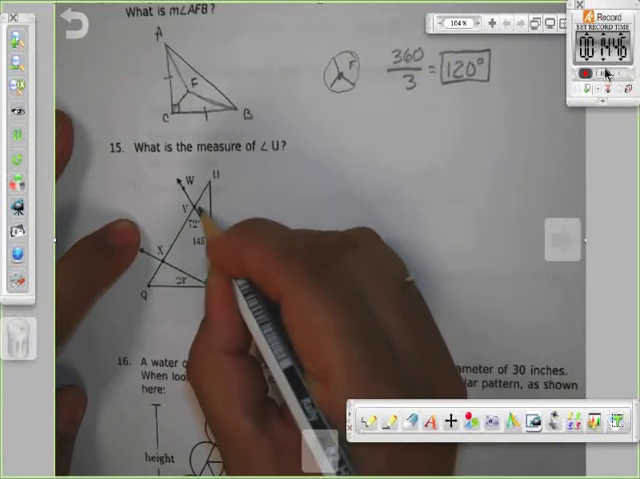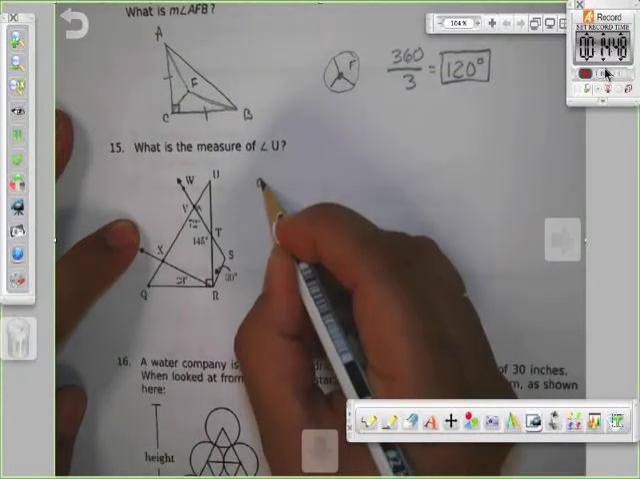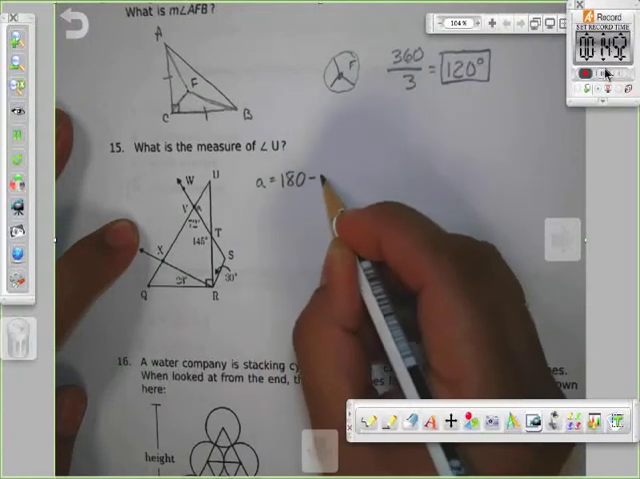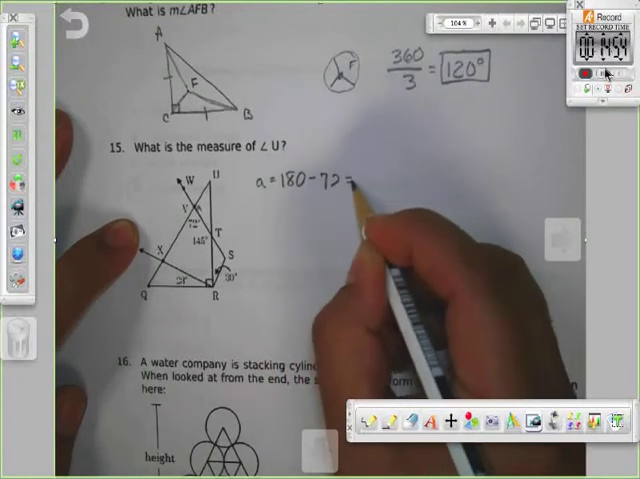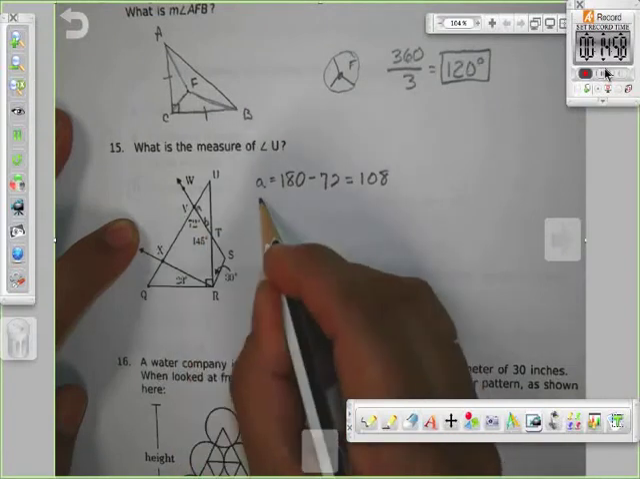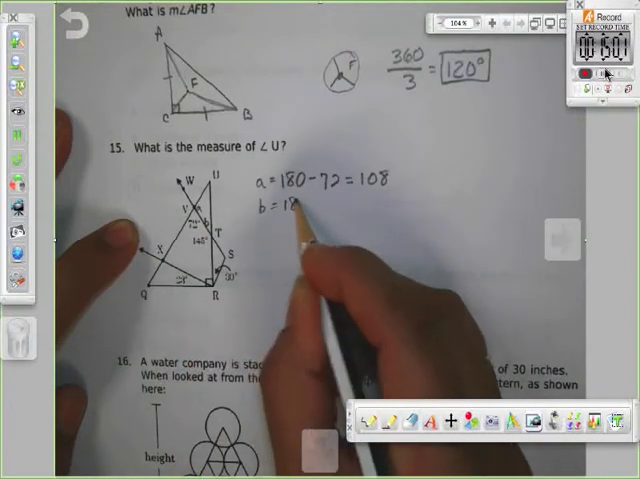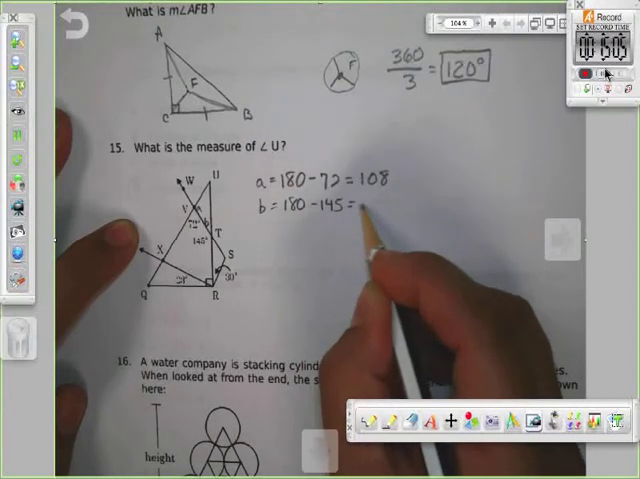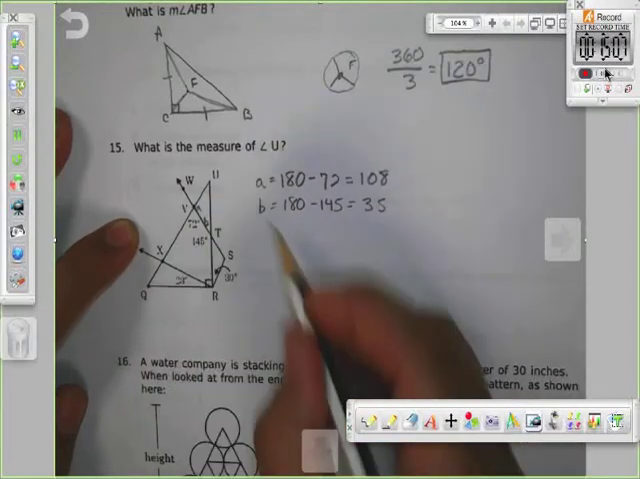Number 15 says, what is the measure of angle U? We need to solve for this triangle here. In order to find U, I need to find this point and this point. So I'm going to call this A. In order to find A, it's a linear pair, so I subtract 72 from 180, and I get 108.